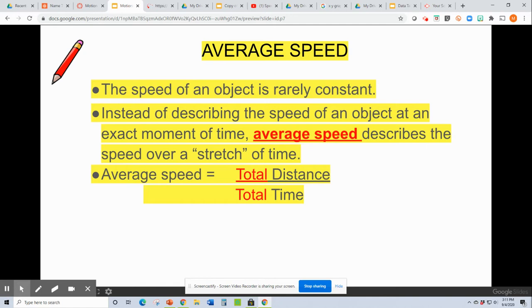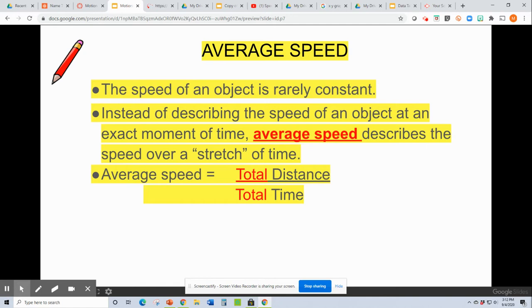The speed of an object usually doesn't stay exactly the same. Now, if it does stay exactly the same, we would describe it as being constant. But to make things kind of easy for us, we are really going to be working mainly with what we call average speed. Instead of just describing the speed of an object at an exact moment of time, which we can do, and that's called instantaneous speed, we're going to focus more on average speed. And that just describes the speed over a stretch of time. And I'll show you what that looks like in just a second.